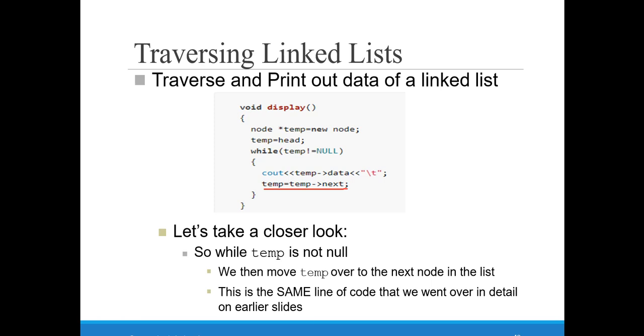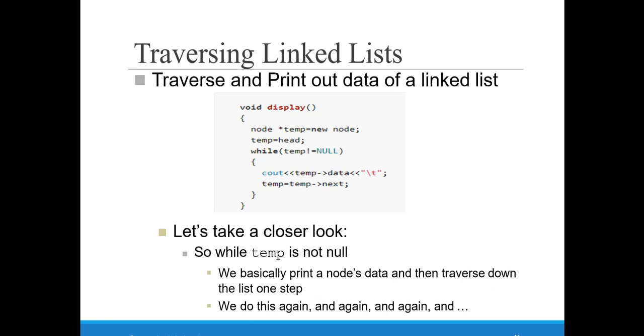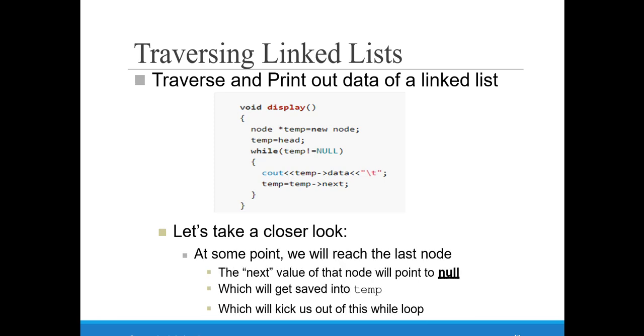Okay, this is the same idea: how to display the values of my linked list. While temp is not null, we print a node's data and then traverse down the list one step. We print, then traverse, print, then traverse, print, then traverse. We do this again and again. At some point we will reach the last node.